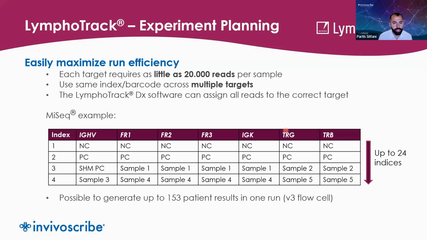And you could even use the same index for a different sample as long as it's being tested for a different target. So you can see here, even though we've only used 4 different indexes, we've actually tested a total of 5 samples, as well as our positive and our negative controls. So the ability to overlap the samples really helps to cut down on that cost per test.